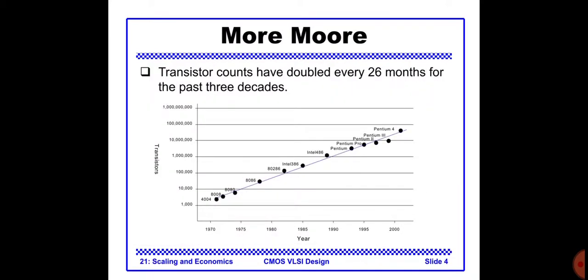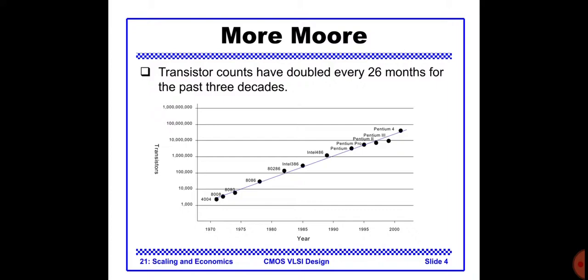And Moore's law: the transistor counts have doubled every 26 months for the past 3 decades. This is the basic diagram of the transistor, depending upon year and transistors.